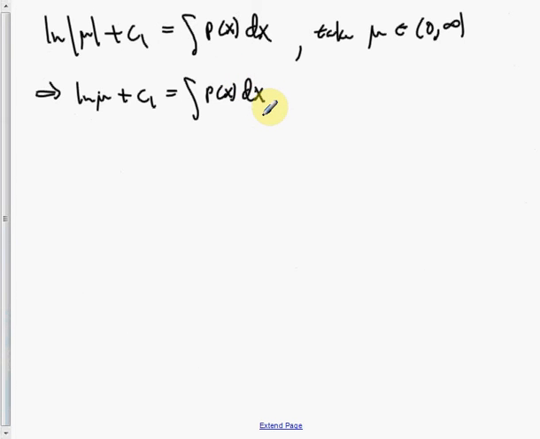Well, you recall back at those separable variable equations, once we integrate it, typically we could exponentiate both sides. So we want to get rid of that natural log. So we take here e to the natural log of mu plus c sub 1.